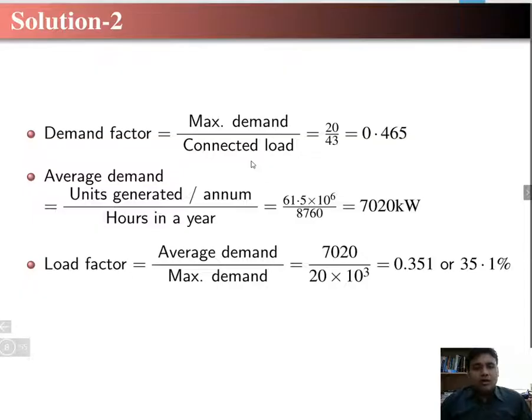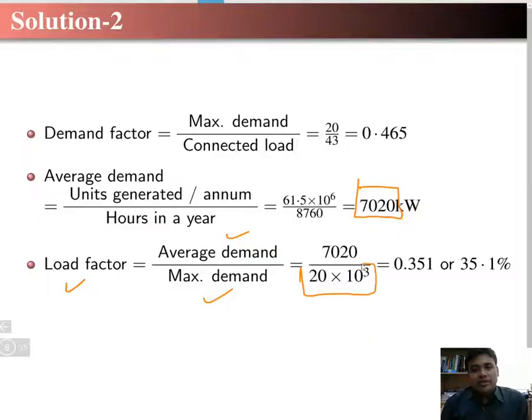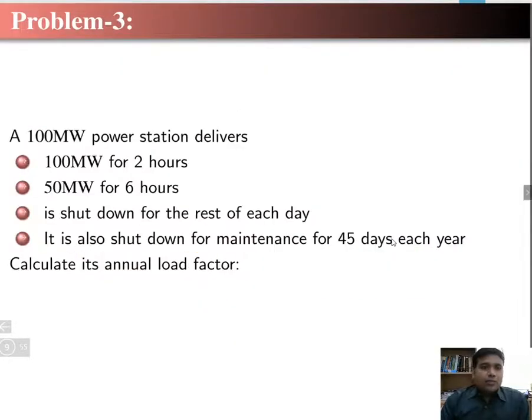Then the load factor on a particular power plant is basically average load by peak load. So average load you have calculated 7020 divided by the maximum demand, that is 20 × 10^3, so it is 35.1%. So this was problem number 2.